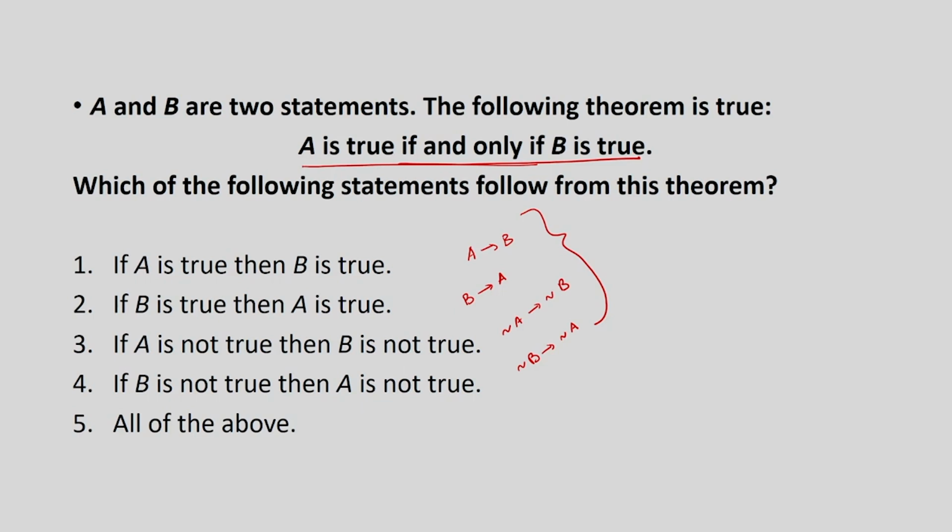Therefore, I have to choose the last option, because if I choose 1, then that is just partially correct, because 2, 3, 4 are also true. So, the fifth is the correct option, that is, all of the above.